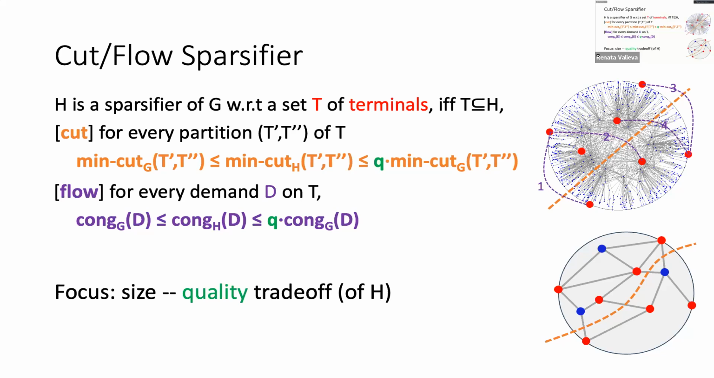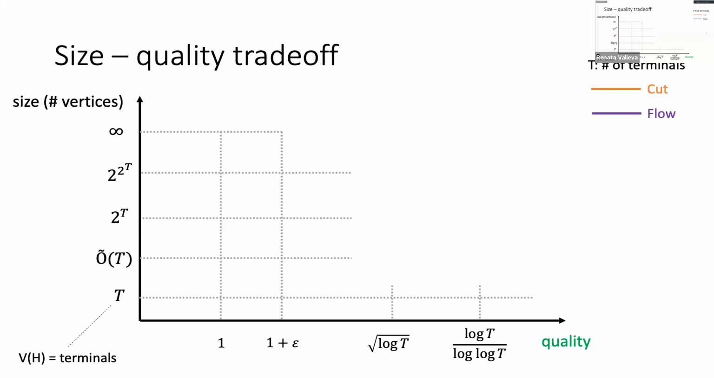So the research focuses on the size and the quality trade-off here. And what is known in this trade-off? In previous work, only the two extreme settings were studied. The first extreme setting is the bottom row, where the vertices are only terminals. It's required that the graph you construct can only contain terminals, no other vertices at all.